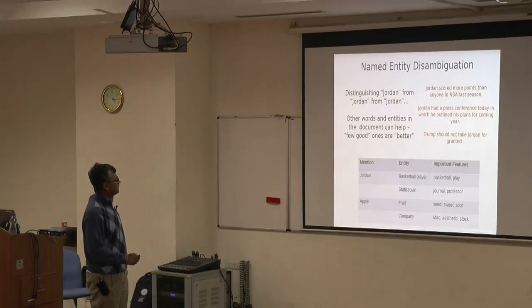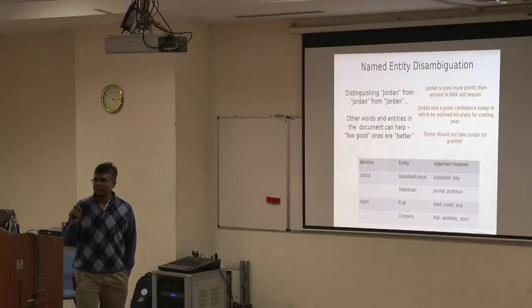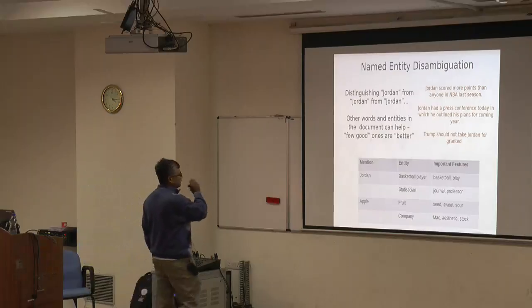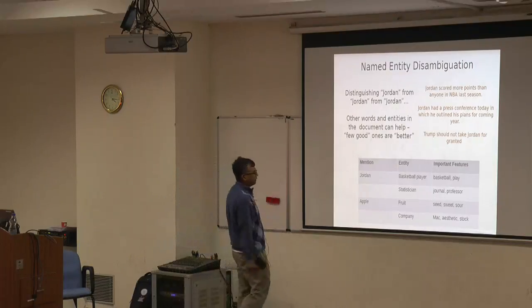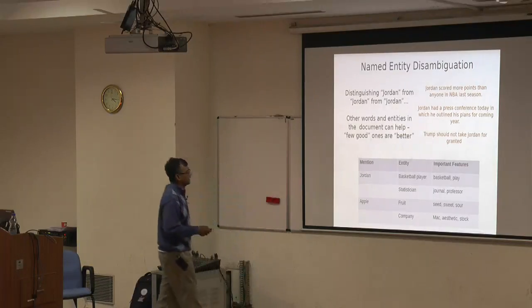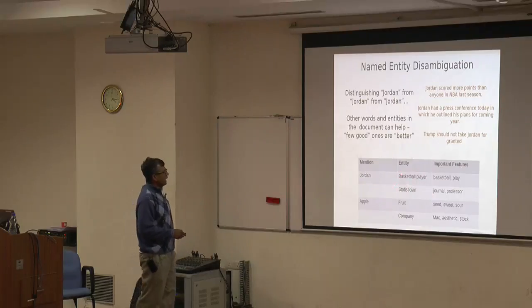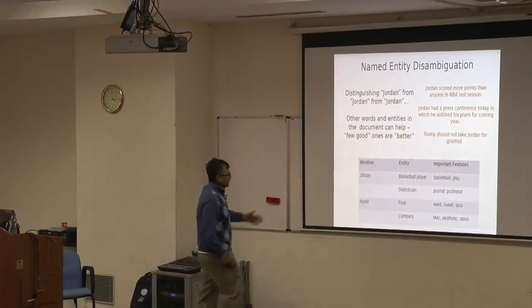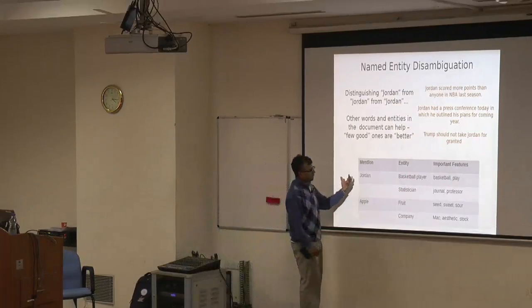Can we say which actual underlying entity Jordan is pointing to? Okay. This is the task. We have switched gears and moved into a different task, which is going to apply multi-task learning again. As you might guess, essentially it's a multi-class kind of problem.